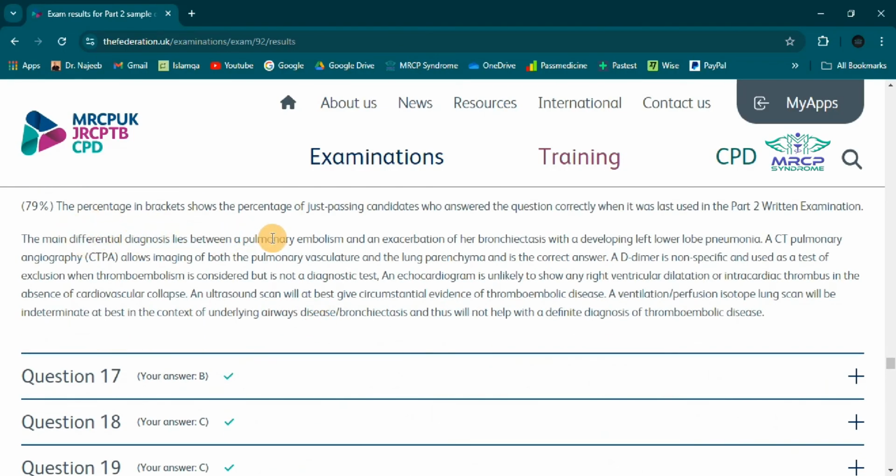The main differential lies between pulmonary embolism and exacerbation of underlying bronchiectasis with developing left lower lobe pneumonia. CT pulmonary angiography, CTPA, allows imaging of both pulmonary vasculature and the lung parenchyma and is the correct answer. D-dimer is non-specific, used as a test of exclusion when thromboembolism is considered, but is not a diagnostic test. An echocardiogram is unlikely to show any right ventricular dilatation or intracardiac thrombus in the absence of cardiovascular collapse. An ultrasound scan will at best give circumstantial evidence of thromboembolic disease. A ventilation perfusion isotope lung scan would be indeterminate at best in the context of underlying airway disease or bronchiectasis, and thus will not help with a definitive diagnosis of thromboembolic disease.